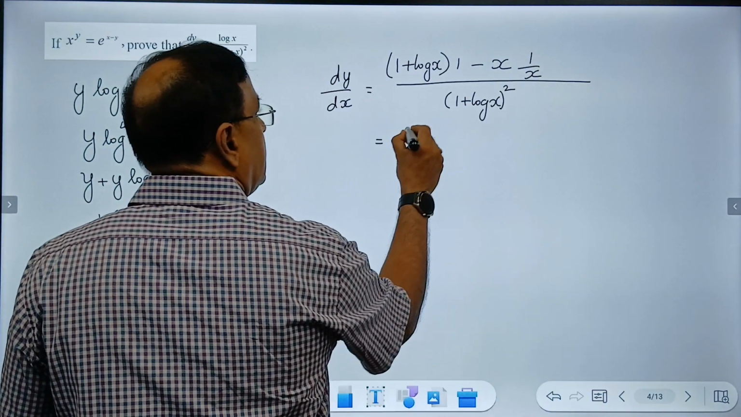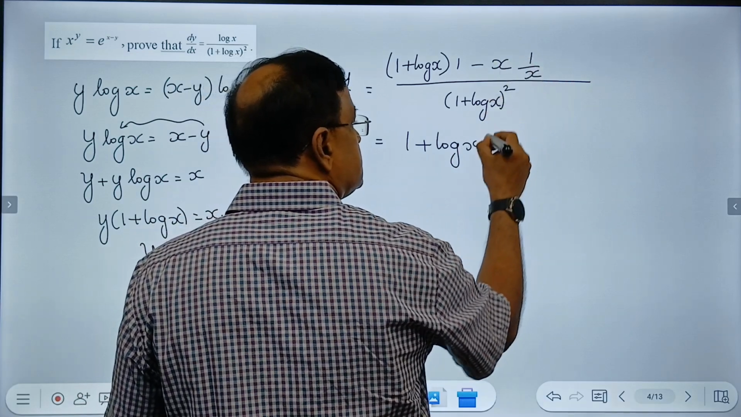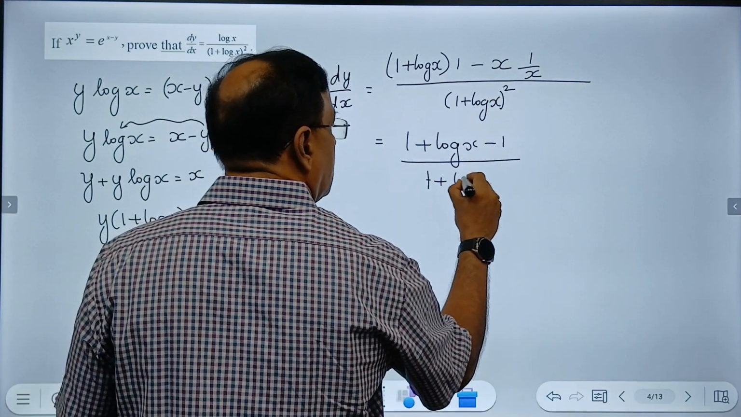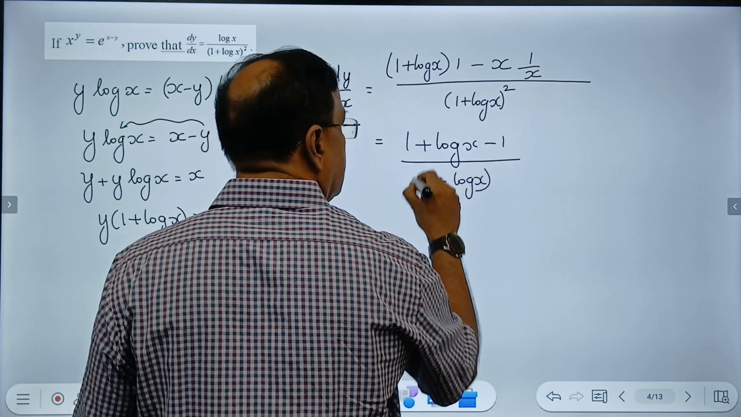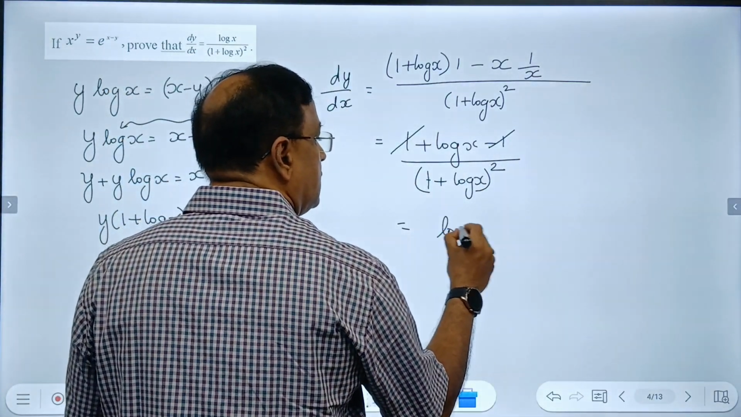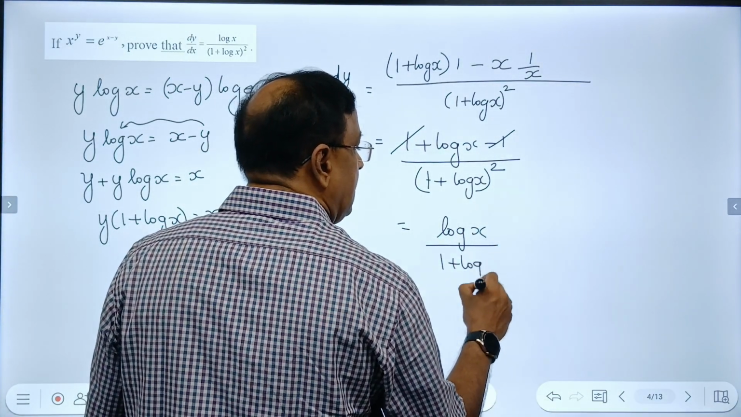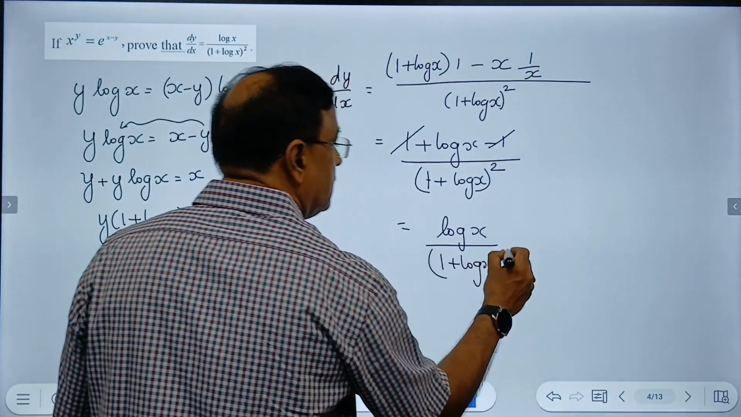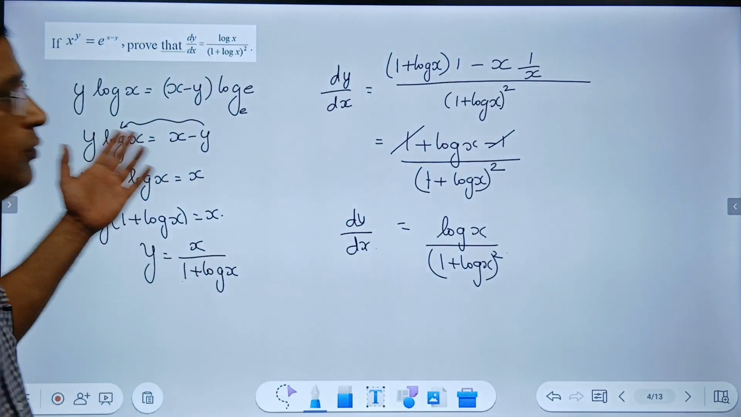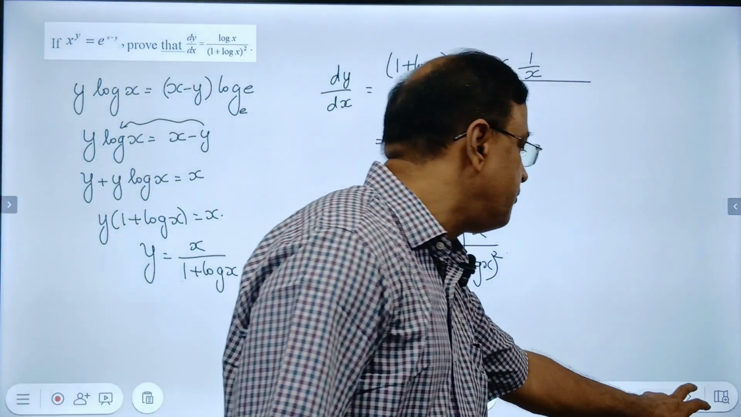So what do I get? I get 1 plus log x. Now here x and x gets cancelled. You get minus 1 divided by 1 plus log x the whole square. So clearly plus 1 and minus 1 cancels, and I got the answer. Very simple, isn't it? 1 plus log x the whole square. This is your dy by dx. It's a straightforward, very important question. Also just come in the board exam.